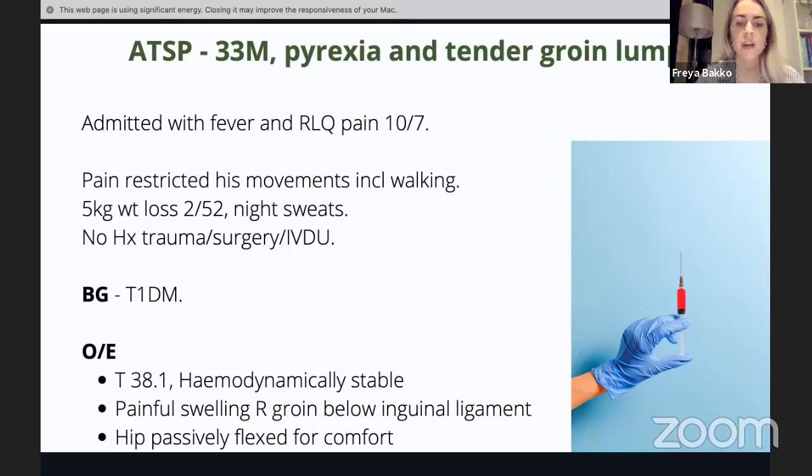You examine the right groin lump. You find that it's below the inguinal ligament after careful examination. You also see that his hip is passively flexed for comfort, and when you try to extend it, he's in a lot of pain.